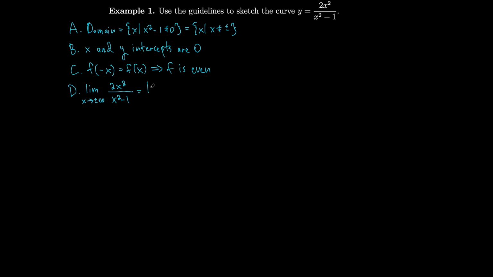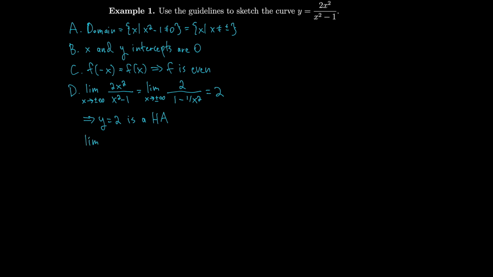We can double check that by dividing the top and bottom by x squared. So 2x squared divided by x squared is 2, and x squared divided by x squared is 1, and 1 divided by x squared is 1 over x squared. And yes, as x moves to infinity, 1 over x squared gets really tiny. So this limit just equals 2. That implies that y equals 2 is a horizontal asymptote. Notice I was able to plug in plus or minus infinity at the same time because our function is even.